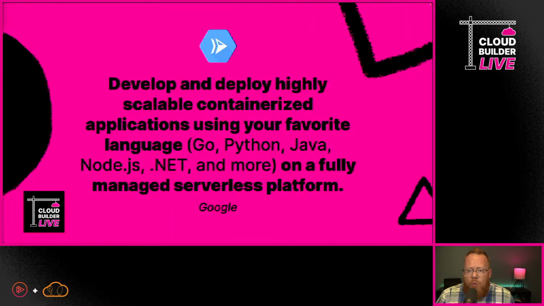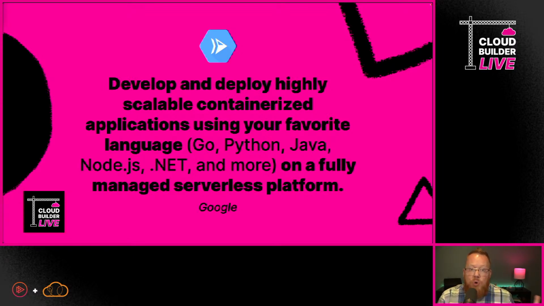So with Cloud Run, Google says, hey, if you just want to develop and deploy a highly scalable containerized application, and if you're using one of these languages, Go, Python, Java, Node.js, .NET, and more, then you can do this on a fully managed serverless platform. Okay, so what does that mean? When we're talking about a serverless platform, that means that Google is going to completely own the underlying infrastructure, right? We don't have to do it. We don't have to configure this completely. Out of the box, it's going to work for most use cases.